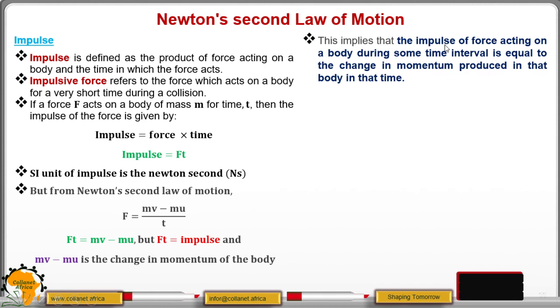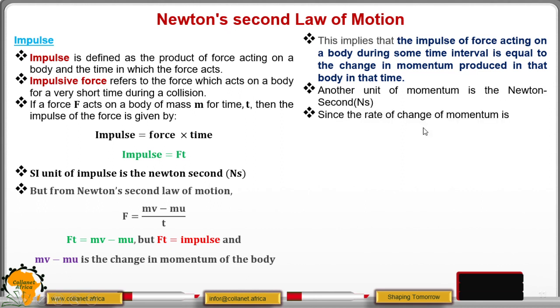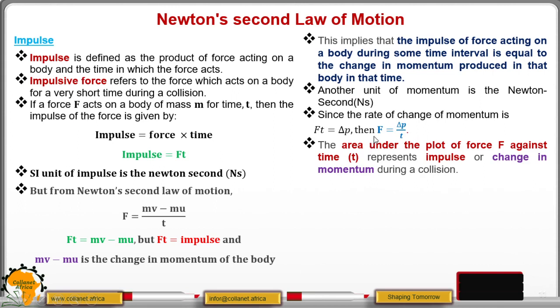Now, this implies that the impulse of a force acting on a body during some time interval is equal to the change in momentum produced in that body in that time. Therefore, another unit of momentum is Newton second. And since Ft is equal to the change in momentum, F is the rate of change in momentum. That is, the force F is the change in momentum divided by t. So we can define the force as the rate of change in momentum.